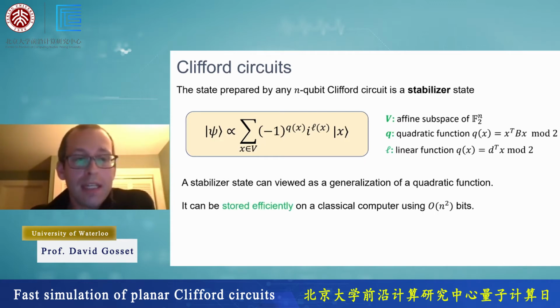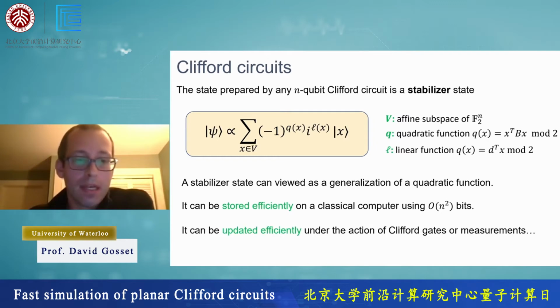More importantly, to store this state, you just need to store the description of this affine subspace, quadratic function, and linear function. And it's fairly clear from what I've written on this slide that you can do that using only order n squared bits, unlike a general quantum state on n qubits, which would require a 2 to the n memory cost to store. It's also true that you can update this representation efficiently under the action of Clifford gates or measurements.